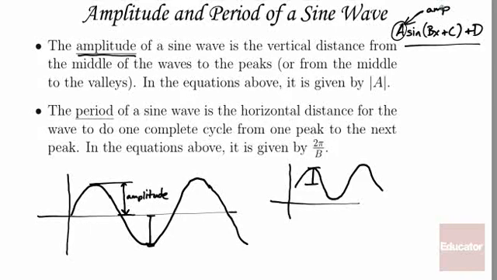The period of a sine wave, I'll show this in red, is the horizontal distance for the wave to do one complete cycle, from one peak to the next peak. So that is the period right there of that wave. That's a period. On that one, that's the period right there.